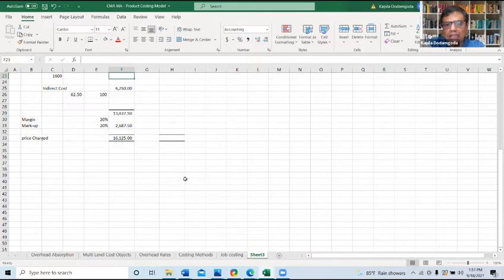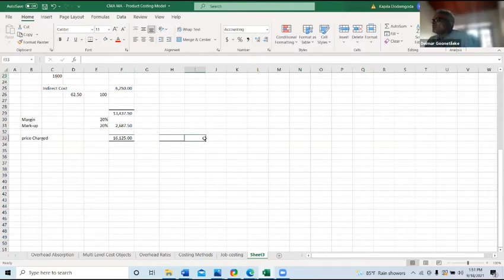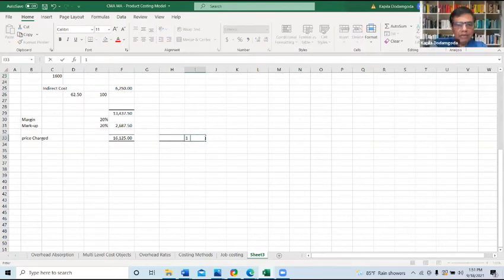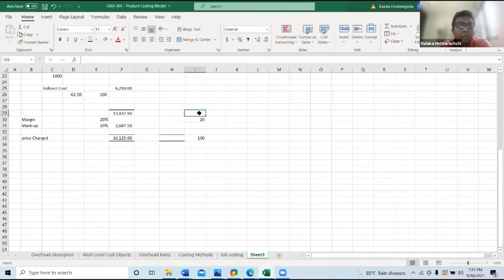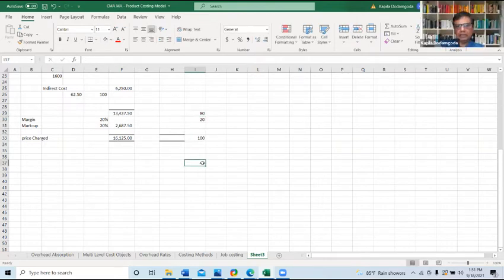When you express a margin, margin is expressed as a percentage of your selling price. So yes, okay, you're right. You start with this. Then you will have 100 as your selling price, a margin of 20. That means you will have 20 here, and which means our cost is 80. So this is the equation. 100 is the selling price, 20 is your margin, and 80 is the cost.